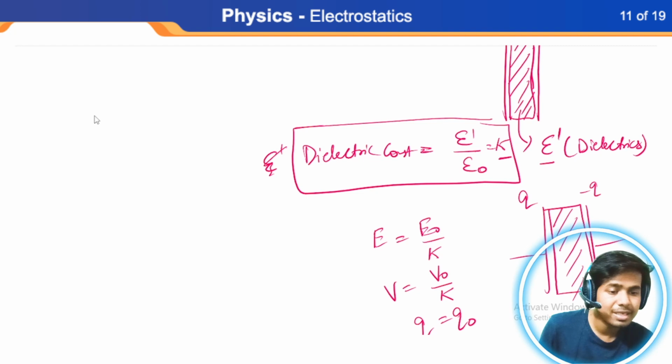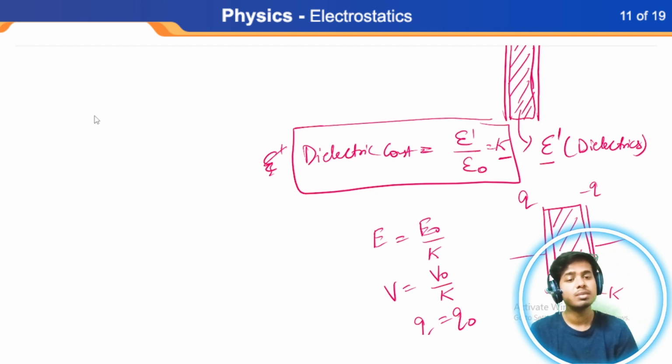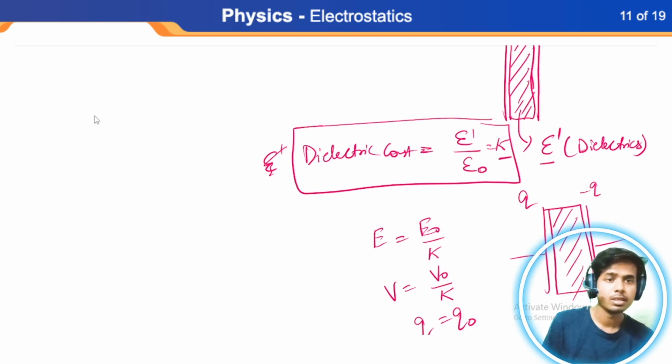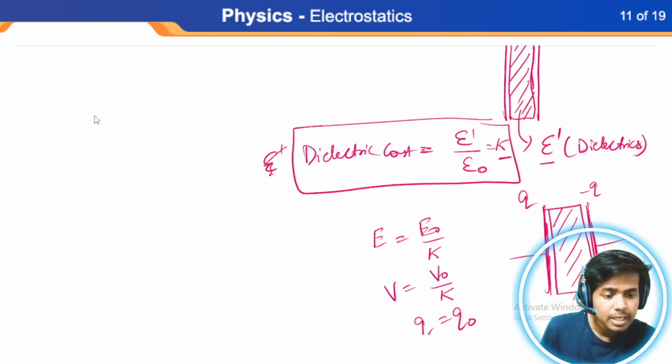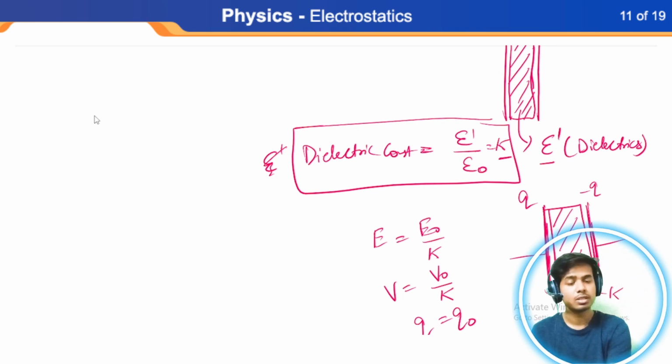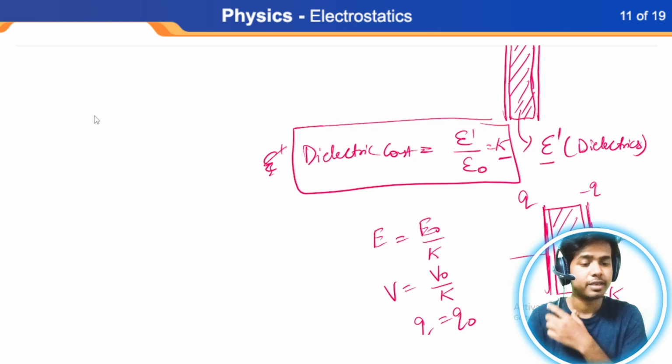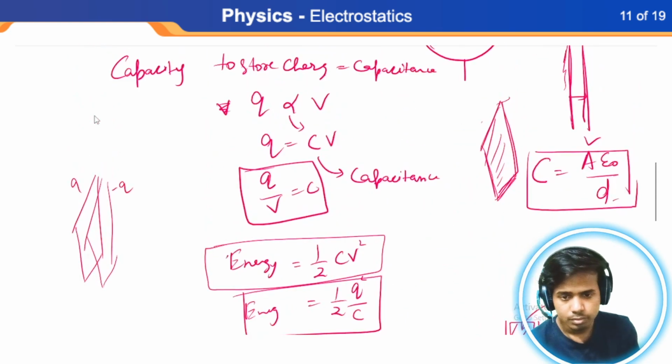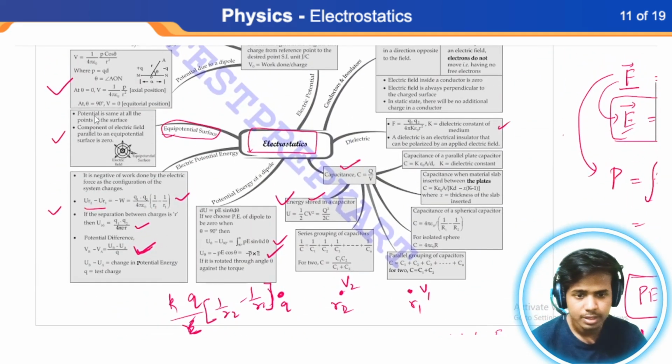Why? Because dielectric is not a conductor. It is not going to conduct your charges. So whatever charge initially the body has or one of the plates had, it is going to retain it. The charges are not flowing in any direction. It's just the matter of electric field which is changing. So this was dielectric constant.